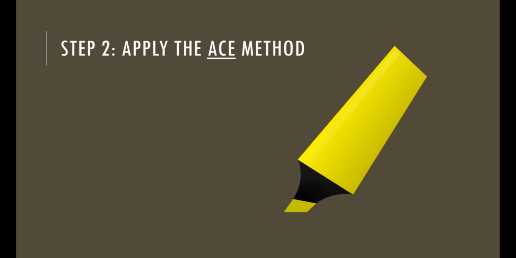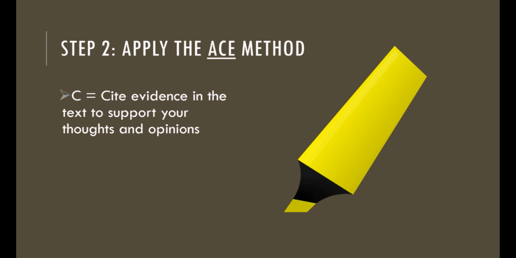C. Cite evidence in the text to support your thoughts and opinions. When answering questions about a reading assignment, look back at the text and find proof for the answers within the text. Highlighting the text is an effective approach to mark the evidence. If you have many highlighters at home, you can even color code your answers.